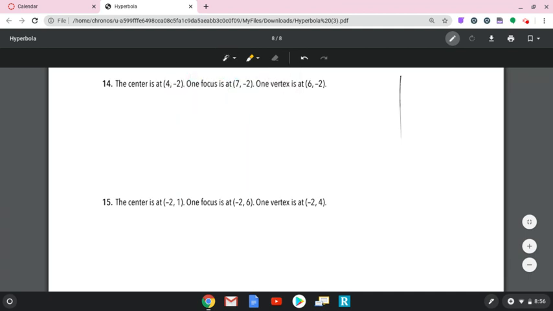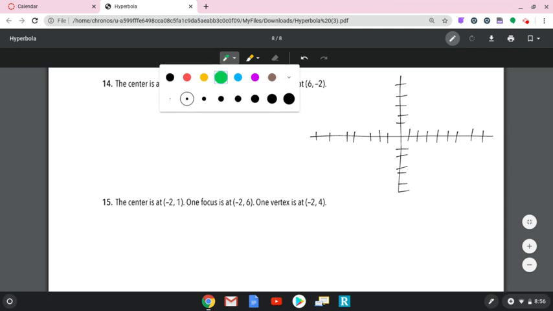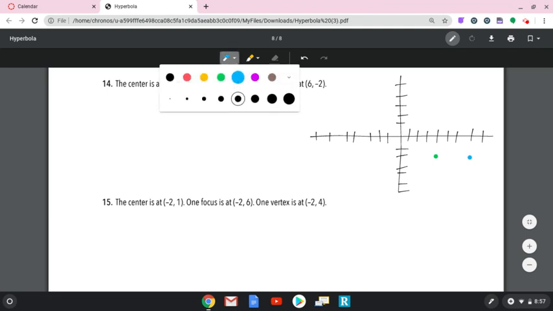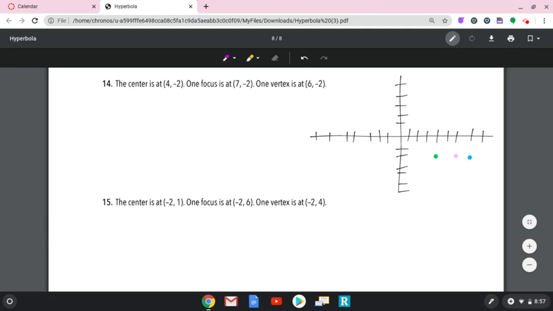Again, I like to graph just to give myself a visual. All right, so my center is (h, k), so that makes it a little easier. If I look at this center, I know my center is (4, -2). That's my center. I'm going to put the focus in blue. One of the foci is at (7, -2), and I know my vertex will be at (6, -2).